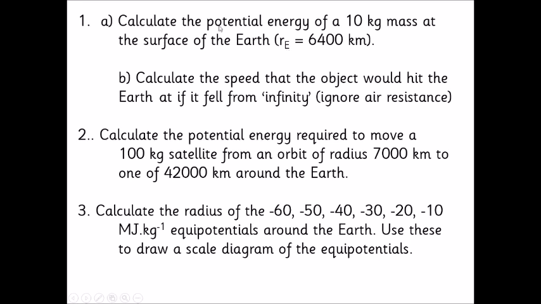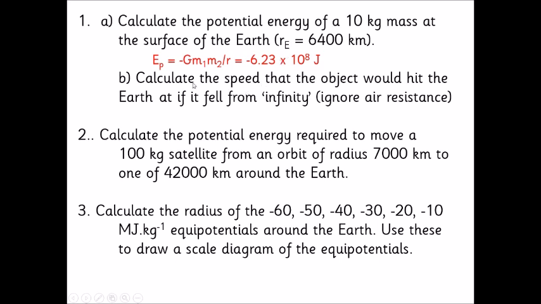Okay, a few questions. Calculate the potential energy of a 10 kilogram mass at the surface of the Earth. We just do Gm1m2 over r, or big M, little m, sometimes we use one, sometimes the other, doesn't really matter. Put the numbers in, that gives you minus 6.23 times 10 to the 8 joules. What that's telling you is it would take 6.23 times 10 to the 8 joules to move that object from the surface of the Earth to infinity, or that amount of energy would be released if the object fell from infinity to the surface of the Earth.